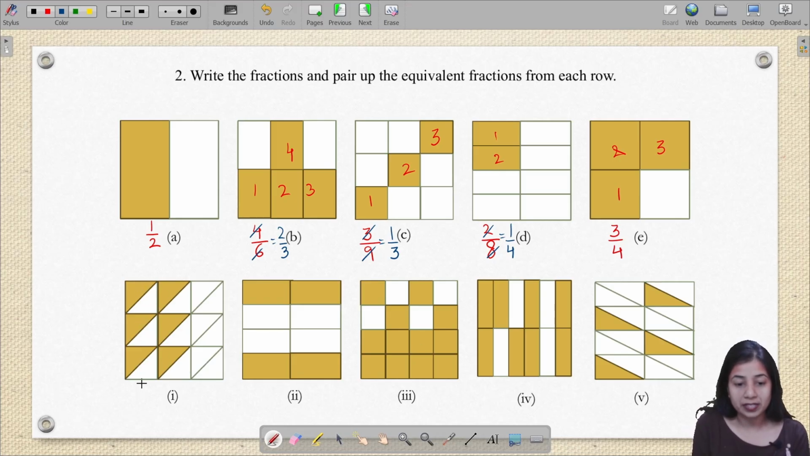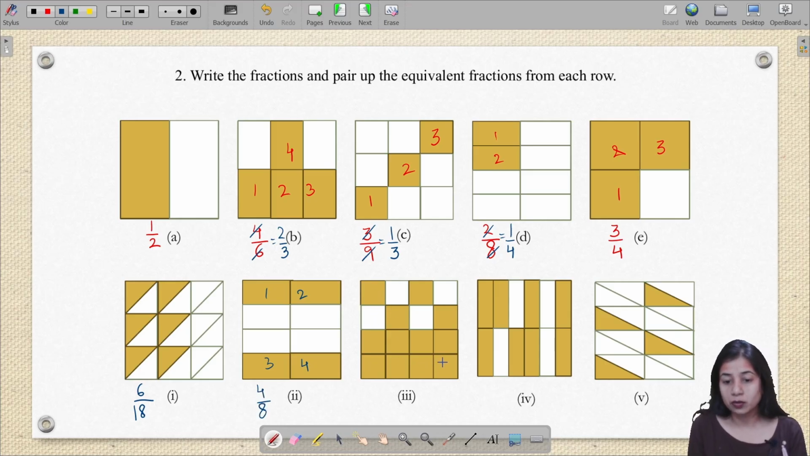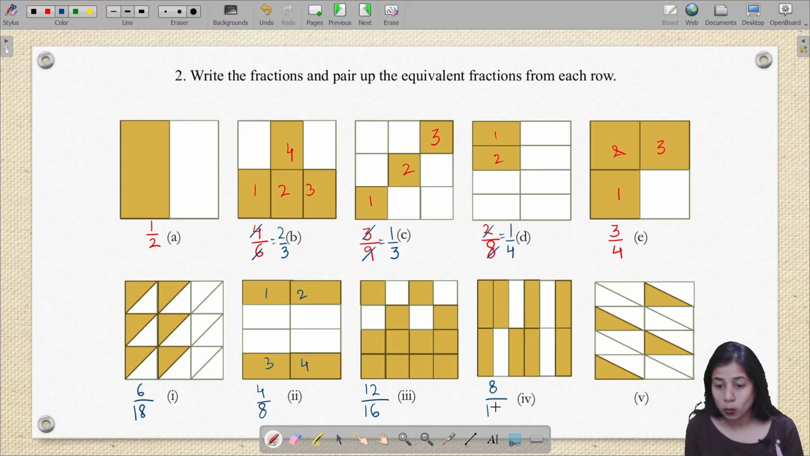1, 2, 3, 4, 5, 6. 6 are shaded out of 18 total parts. Then 1, 2, 3 and 4. 4 are shaded out of 8 equal parts. And in this one we have 1, 2, 3, 4, 5, 6, 7, 8, 9, 10, 11, 12. 12 are shaded out of 16 equal parts. Then 8 are shaded out of 12 equal parts. Then we have 1, 2, 3, 4 shaded out of 16 equal parts.